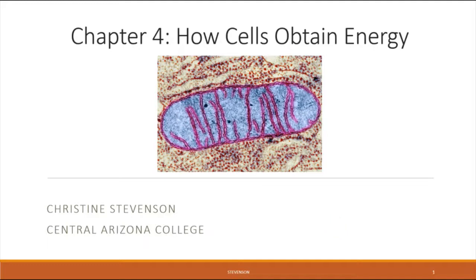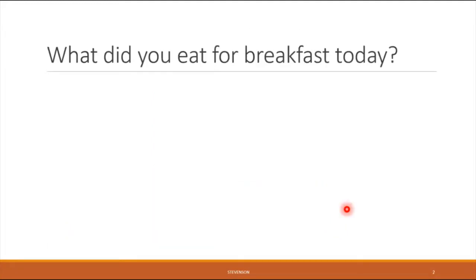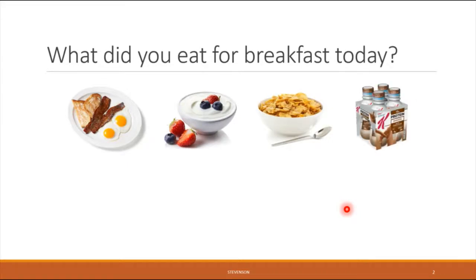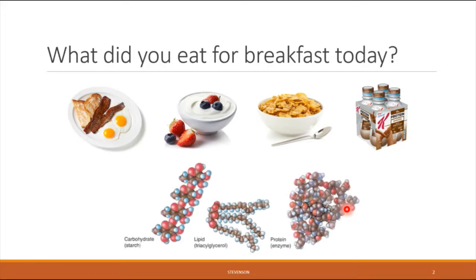We're going to start this lecture off by asking you to think about what you ate for breakfast today, if you ate breakfast. Maybe you had eggs and bacon, maybe you had yogurt and fruit, maybe you had a bowl of cereal or something convenient like a protein shake. These foods are all quite different from each other, but what they have in common is that they provide you with some combination of the three nutritional macromolecules, which are carbohydrates, lipids or fats, and proteins.